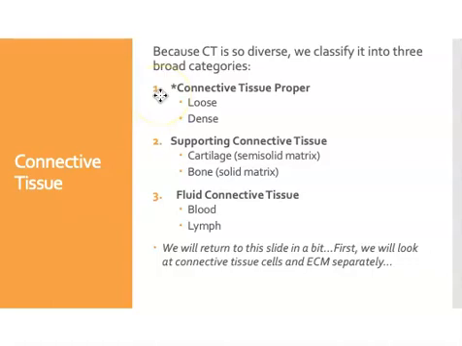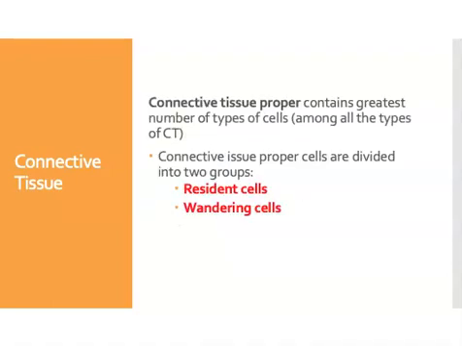We're going to focus on connective tissue proper because there are the most types of connective tissue in this category. Connective tissue proper contains the greatest number of cell types among all of the three types of connective tissue. Connective tissue proper has the most variety in it. When you look at all of the different types of cells in connective tissue proper, you can put them into two groups, what are called resident cells and what are called wandering cells.